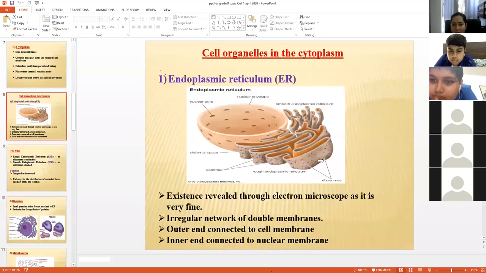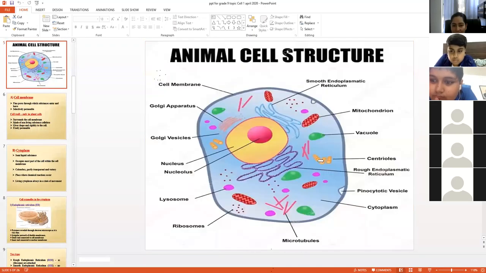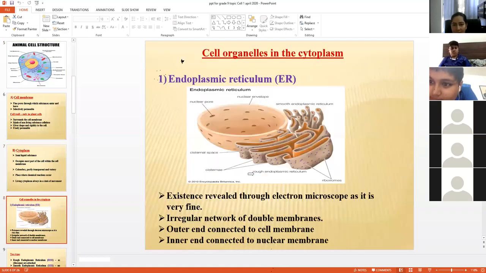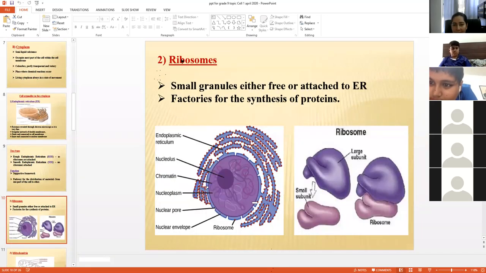I'll go through the slide once again. Now, students, see, these are the ribosomes. These ribosomes are either freely suspended in the cytoplasm, or they are attached to the endoplasmic reticulum, okay? Now, what exactly is the function of a ribosome? A ribosome is where the protein synthesis happens.